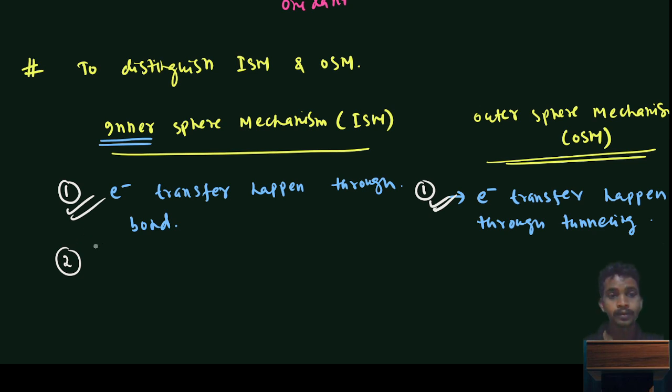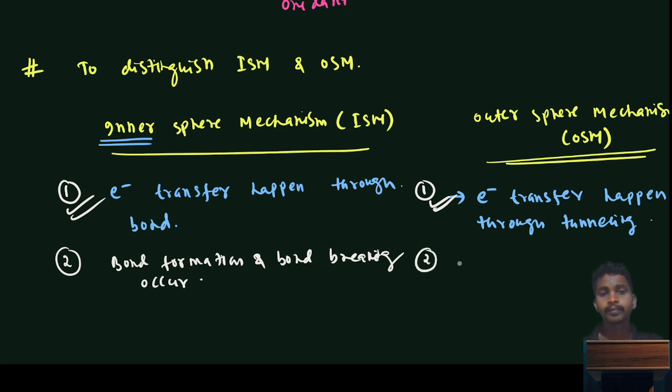So here bond formation and bond breaking occur, but here in the outer sphere no bond forms. No bond form means no bond breaking, no bond formation, nothing like that happens for the outer sphere mechanisms.